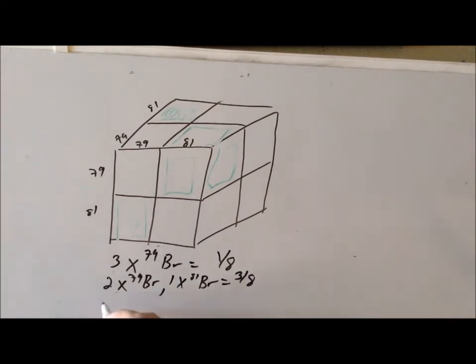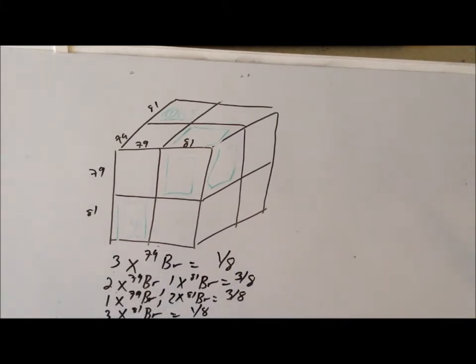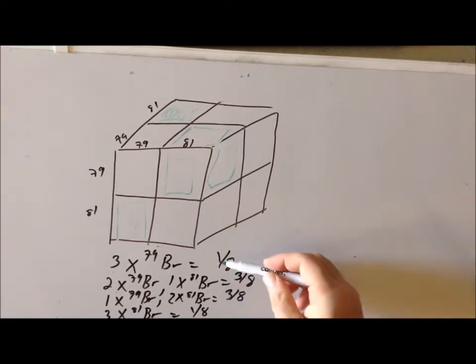The probability of 1 bromine 79 and 2 bromine 81s is again going to be 3 out of 8. And then last but not least, the probability of 3 bromine 81s is going to be 1/8. So we get a relative proportion of 1 to 3 to 3 to 1. And the masses that go along with that, so the peak heights, we'll get a ratio of 1 to 3 to 3 to 1.